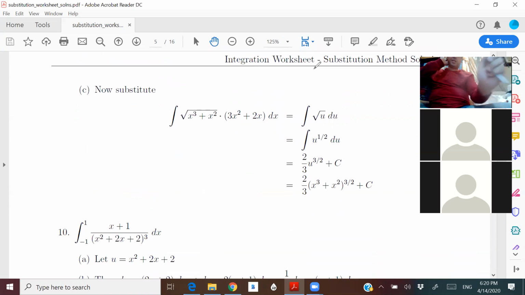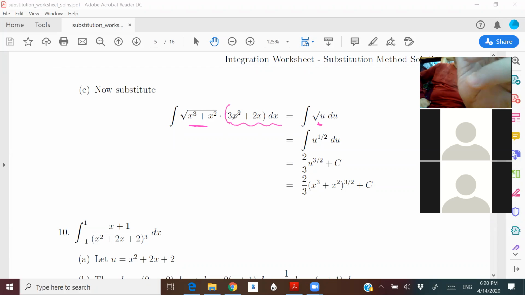Again, as you see here, he replaced radical x cubed plus x squared by radical u, and replaced all this package by du. It becomes 2 over 3 u power 3 over 2, or x cubed plus x squared power 3 over 2.